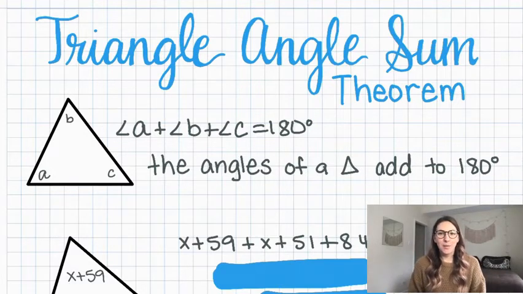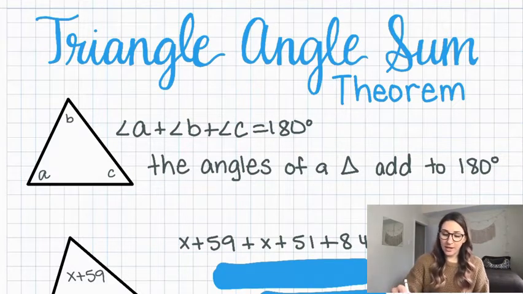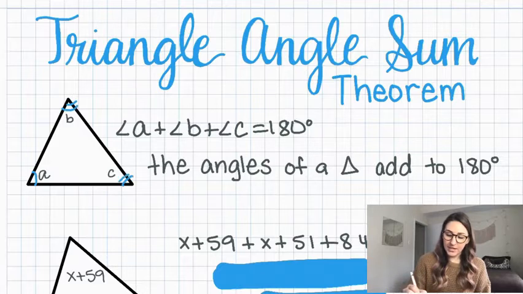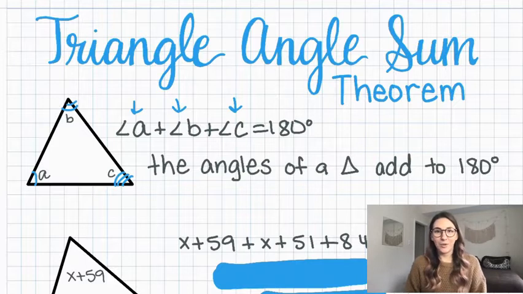Today's topic is the triangle angle sum theorem, which is a very important topic in geometry. The triangle angle sum theorem simply states that all three angles in a triangle must sum to 180 degrees. It's that simple. So in this example right here, angle A plus angle B plus angle C has to add up, all three of those, to equal 180. The three angles of a triangle add to 180.